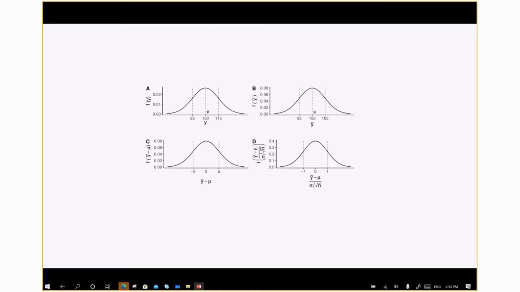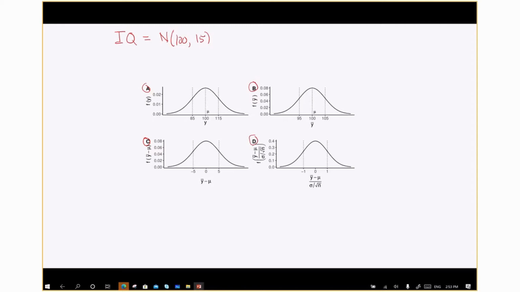So what we have here is a figure from your notes with these 4 different panels that I'm going to go over. And we're going to start with the first one. The whole idea in these panels is that we're going to deal with IQ. And we know IQ is normally distributed with mean equal to 100 and standard deviation equal to 15.